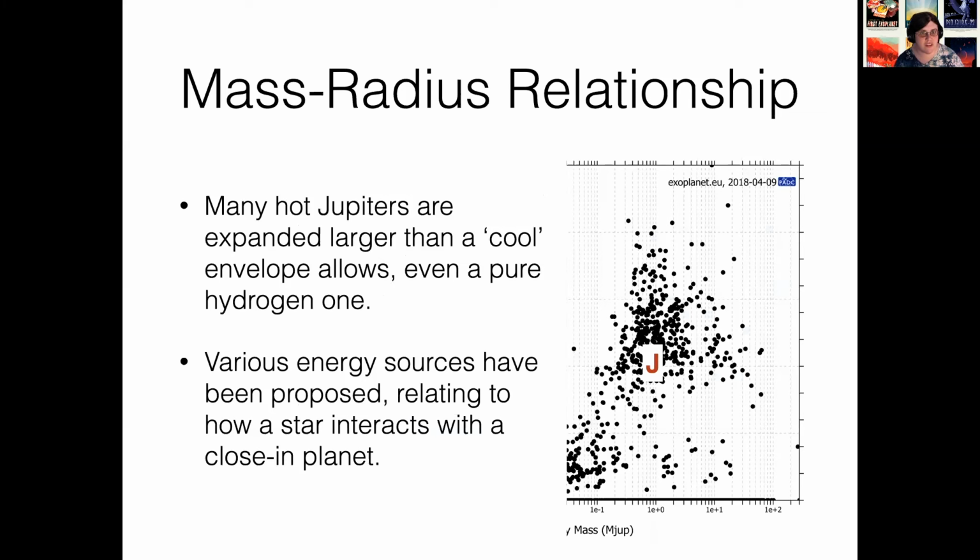But here's an interesting thing. Many of the hot Jupiters are too large for just a cool envelope. These planets have been puffed up by something to make them several times the size of Jupiter. We don't understand exactly why. There's various energy sources. We don't think it's just the stellar heating. It might have to do with things like tidal dissipation or all kinds of weird stuff. But hot Jupiters tend to be puffy.